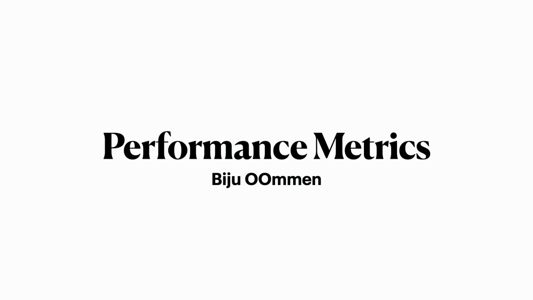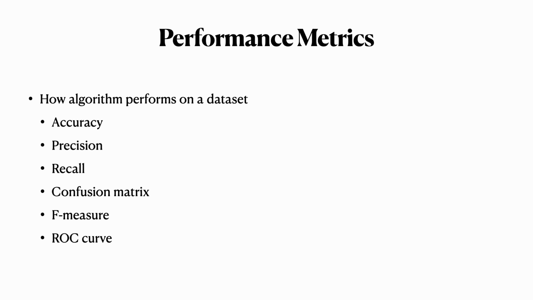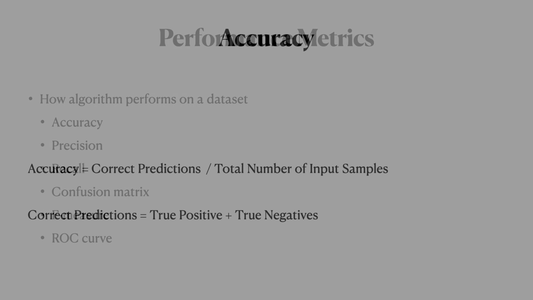In this episode, we will take a look at performance metrics in the context of machine learning. Let us say we have a data set. Performance metrics help us to determine how an algorithm or a model performs on that data set. The performance metrics include accuracy, precision, recall, confusion matrix, F measure, and ROC curve.